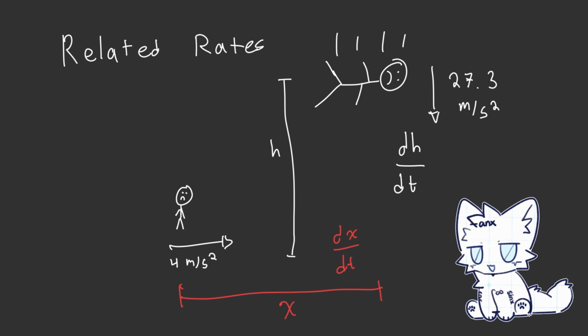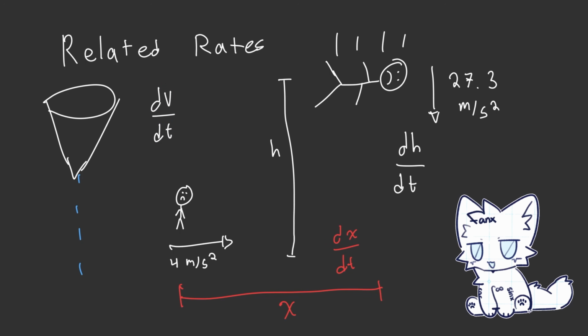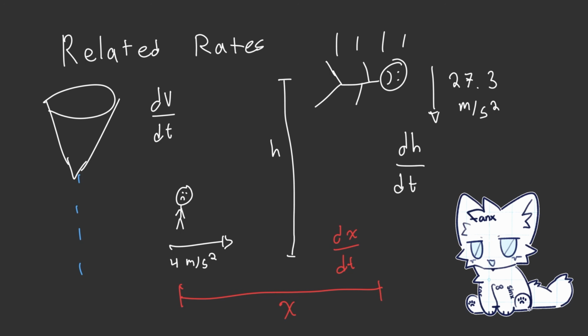Another example would be if water is leaking out of the cone, the volume is changing, right? So you would write the rate as dv dt, where v is the volume, and in this form, it says how fast the volume is changing with respect to time. So a rate is a derivative with respect to time.